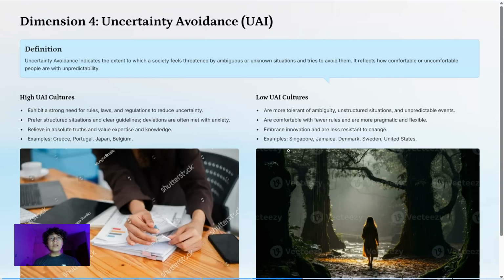Okay. So, now let's talk about the fourth dimension. The fourth dimension is uncertainty avoidance. This dimension describes how comfortable a culture is with ambiguity or unknown situations. In high uncertainty avoidance cultures, people need rules, structures, and clear instructions. In low uncertainty avoidance cultures, people are more flexible and open to new experiences. In an EFL context, this helps us to adapt the way we give instructions or introduce new activities.